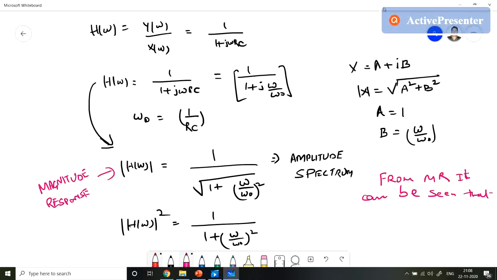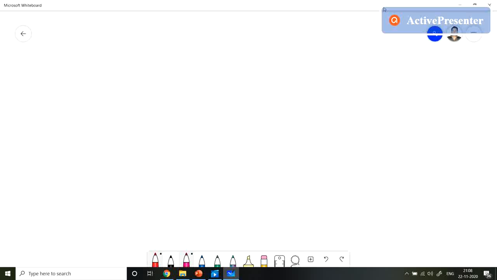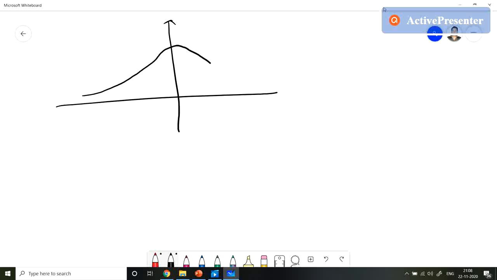when omega is equal to 0, we will get the modulus of H(omega) squared equal to 1. If we put omega equal to 0 in this expression, we will get 1. So let us draw the diagram of that. If we draw the diagram, we will get this type of graph.